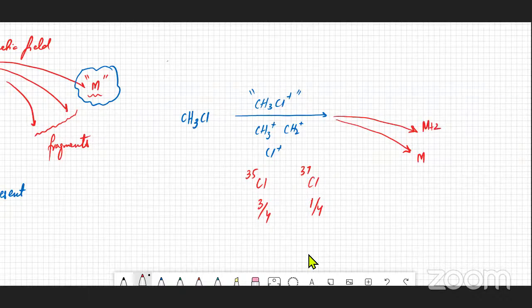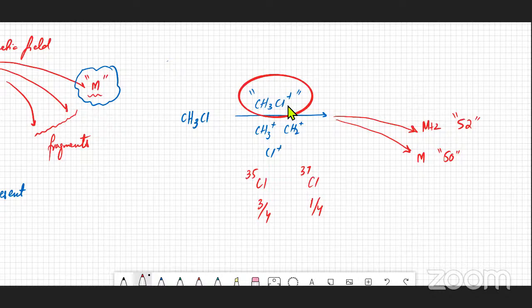So why is there a difference between the masses of the molecular ion? Why are you getting two different masses? Because CH3 is 15, and Cl could be 35 or it could be 37. If it's 35, then the mass is 50. And if the Cl is 37, the mass is 52. Okay, Mariam, is this clear up till this point? Yes, sir.